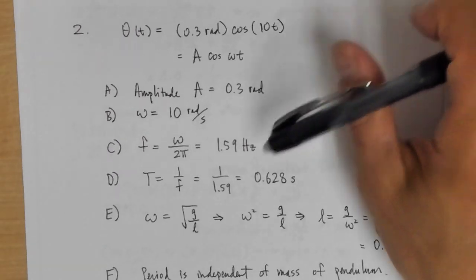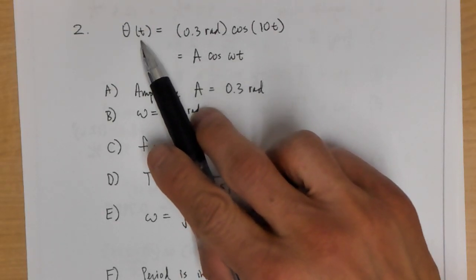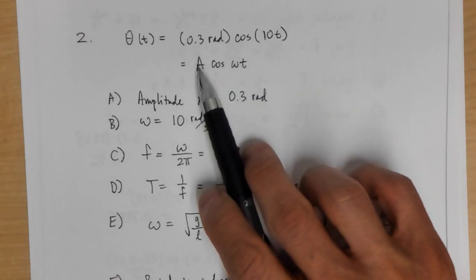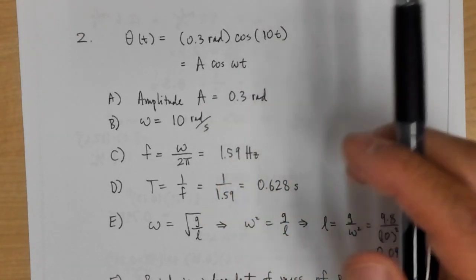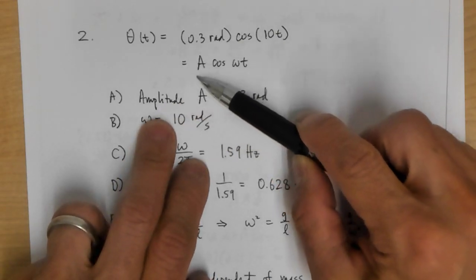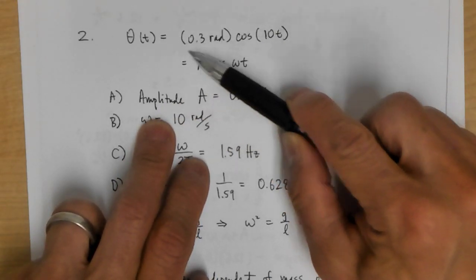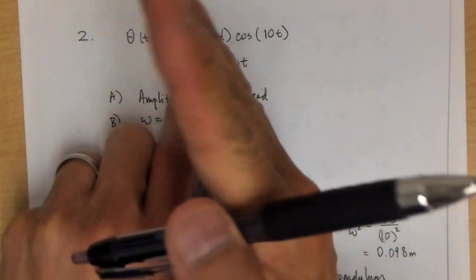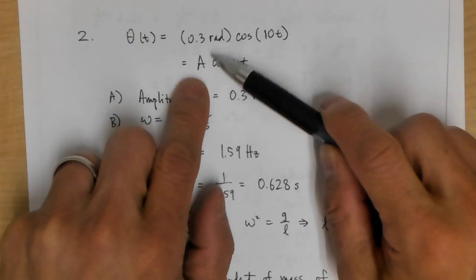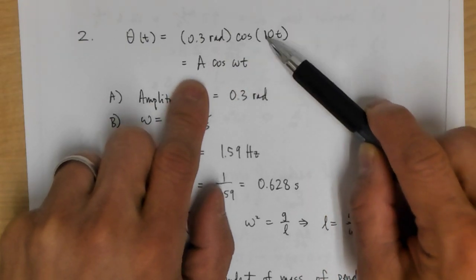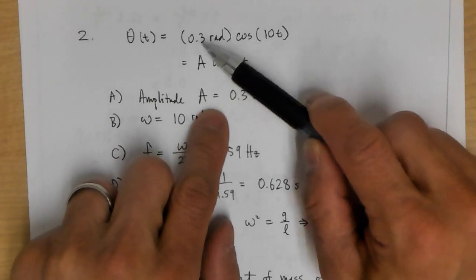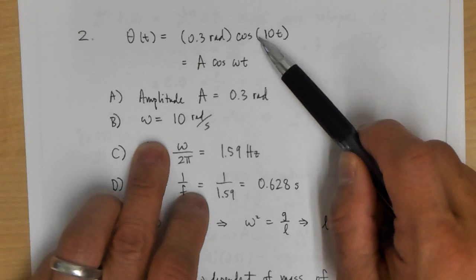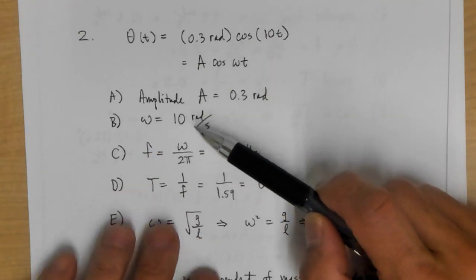So we have theta of t, the angle for the pendulum, is 0.3 radians times cosine of 10t. So this is A times cosine omega t. The amplitude here is just the coefficient in front. Don't get confused by the fact that for the pendulum, the displacement is measured in terms of angles. That's not the same as the spring, okay? The amplitude is this coefficient in front, 0.3 radians. Now, if you want omega, that's just reading off this here, so that's 10 radians per second.